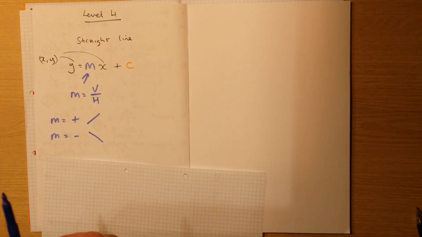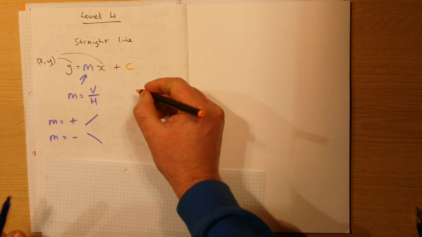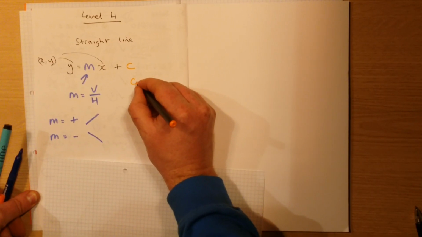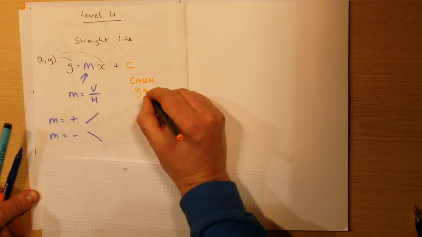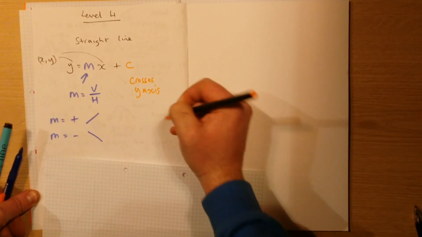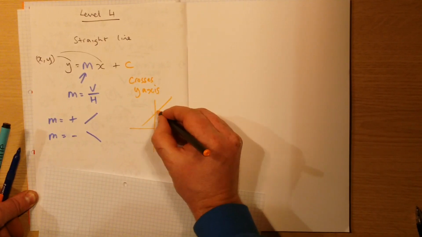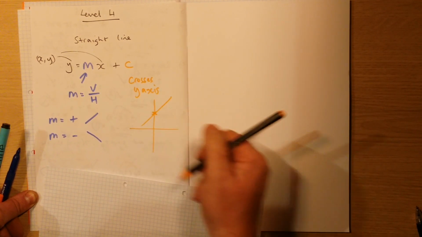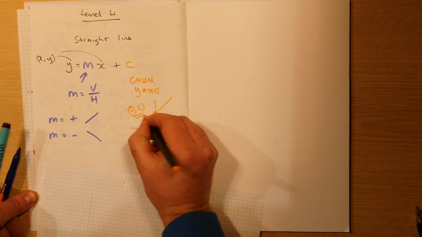The other thing that's very important is c. In this equation here, c stands for the y-intercept, or if you like, where the line crosses the y-axis. So if you can imagine, if I've got a grid, wherever the line crosses will be the value c. And if you had to write the coordinate, then it would be (0, c), like so.